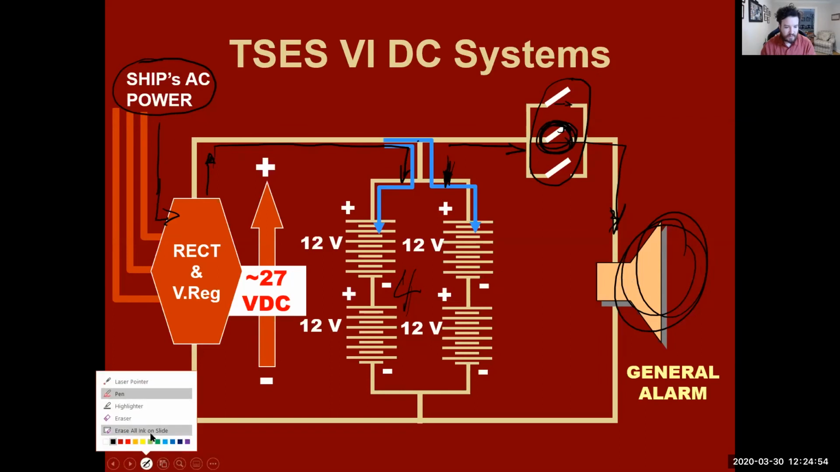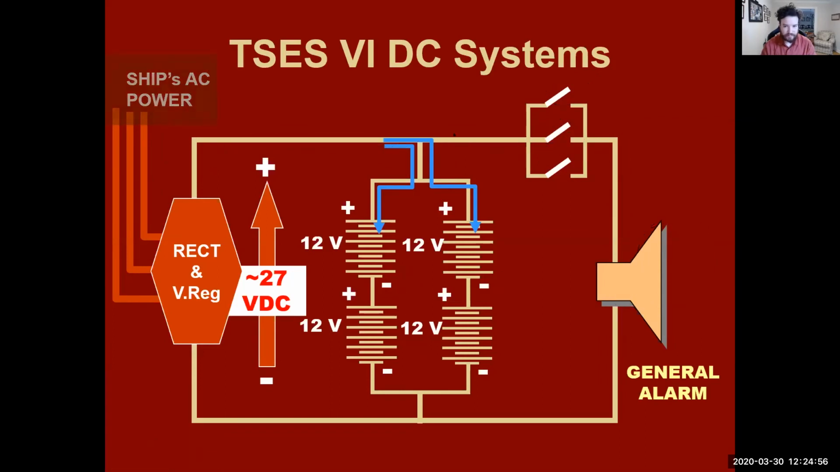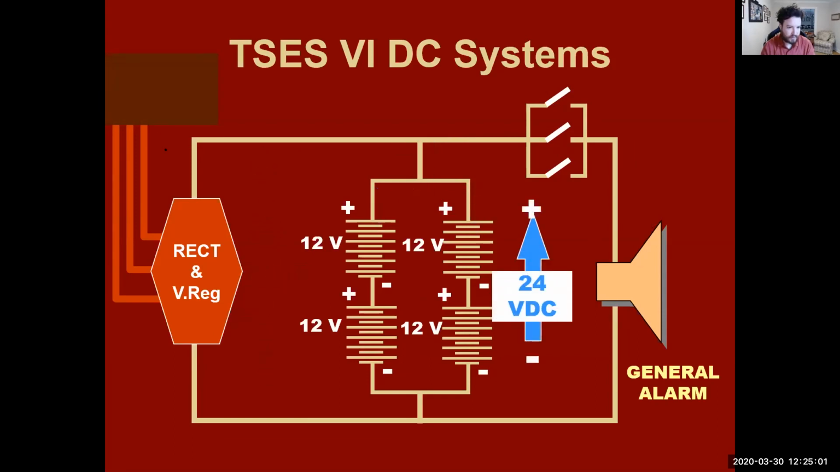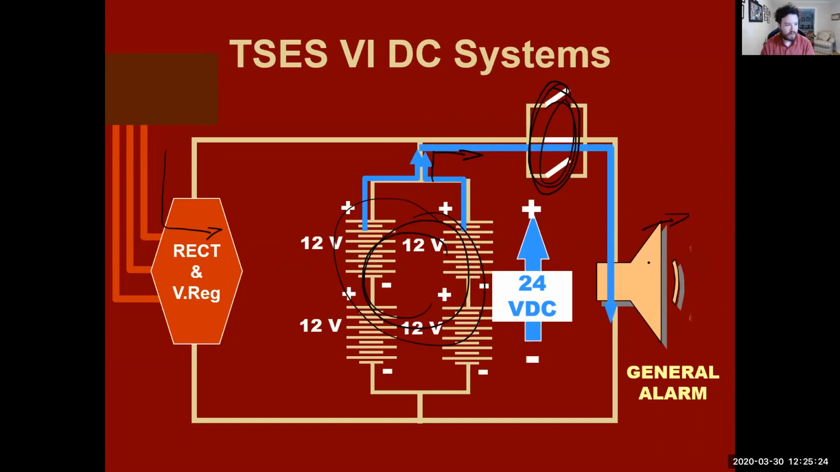Now, if we lose ship's power, instead of the ship's power charging these batteries, we now have these batteries sending out a voltage. But if none of the switches are closed, they're all in the open position, we're not going to have any general alarm. As soon as one of them closes, we have a general alarm.